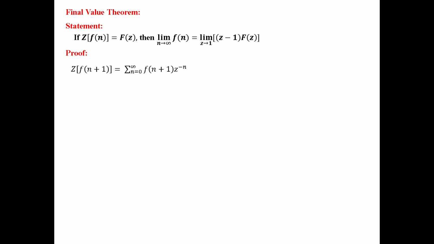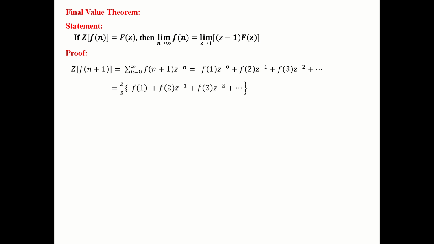We'll see the proof. We know that Z of f of n plus 1, from the definition of Z transformation, is equal to summation n is equal to 0 to infinite f of n plus 1 into Z power minus n. Substituting the value of n: when n is equal to 0, we get f of 1 Z power minus 0. When n is equal to 1, f of 1 plus 1, f of 2, Z power minus 1, plus etc.